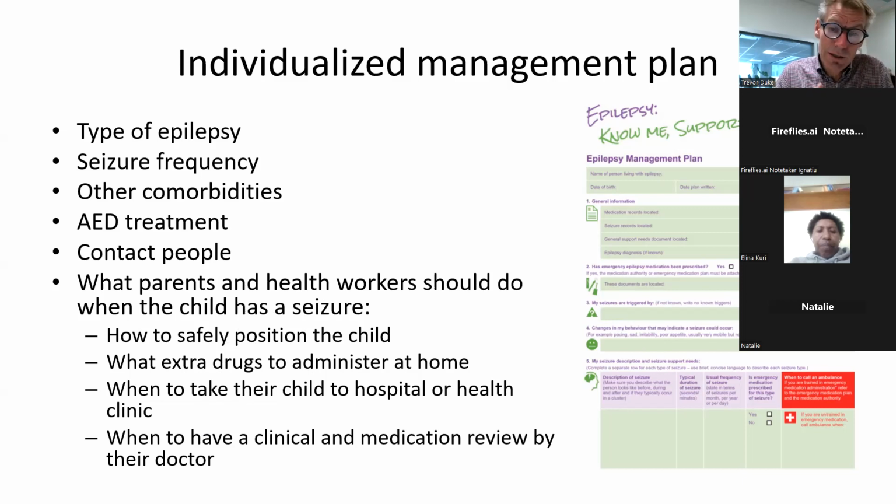And it can also have an emergency plan. So if a child's having seizures, then it can help a health worker, if they see the child, to know what other medications work in that particular child. So an individualized management plan is very important.